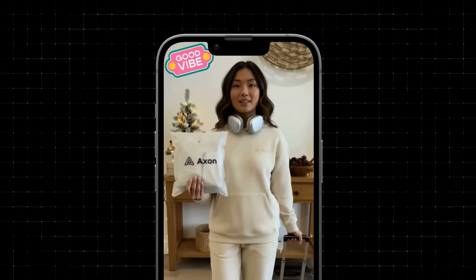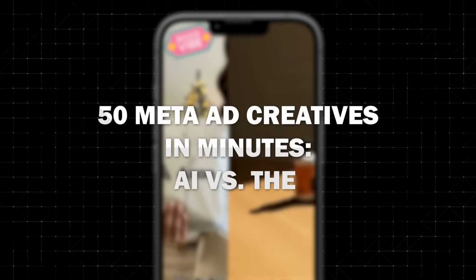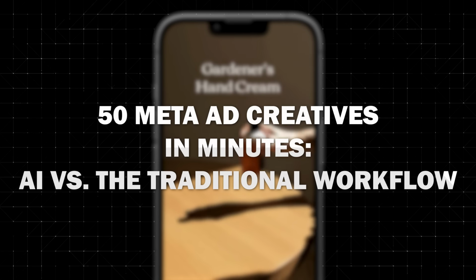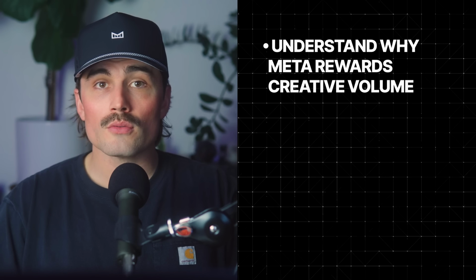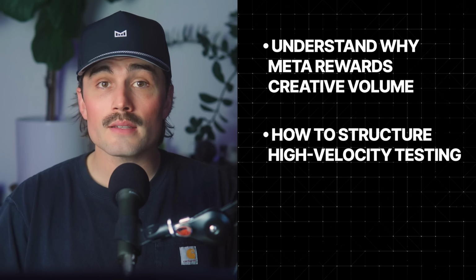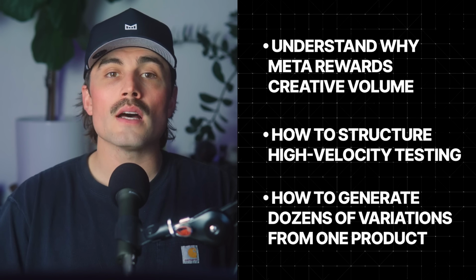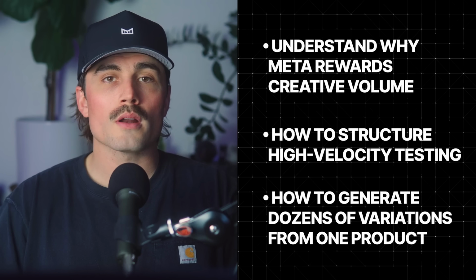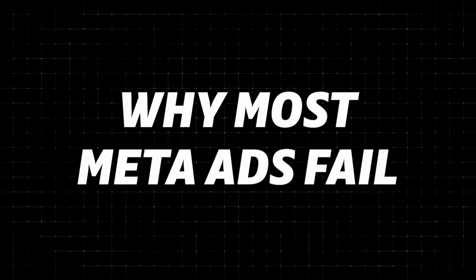If you're running meta ads and you feel like your results are random, or your costs are creeping up, or your winning ads just die out of nowhere, there's a good chance the issue isn't your targeting. It's your creative volume. In this video, we're diving into how to create 50 plus meta ad creatives in minutes using AI. By the end of this, you'll understand why Meta rewards creative volume, how to structure high velocity testing, and exactly how to generate dozens of variations from one product. Let's get into it.